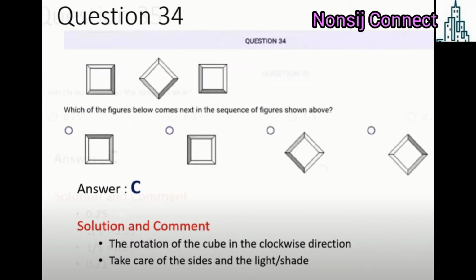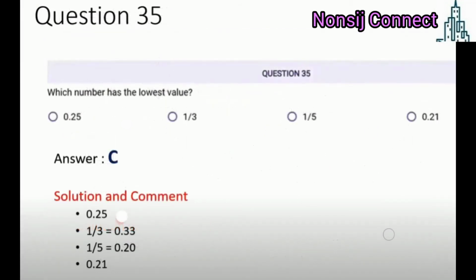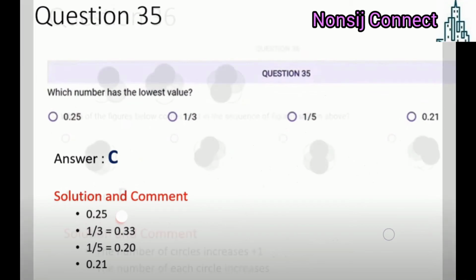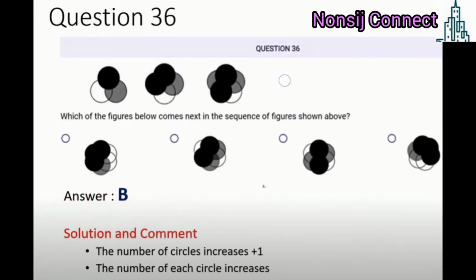Let's move on, please. Just watch the whole video. You will pass this exam very well. Which number has the lowest value? 1/5, that is 0.2, that is C. Then for this now is B.